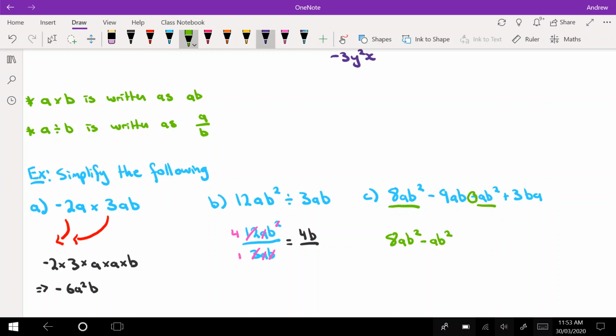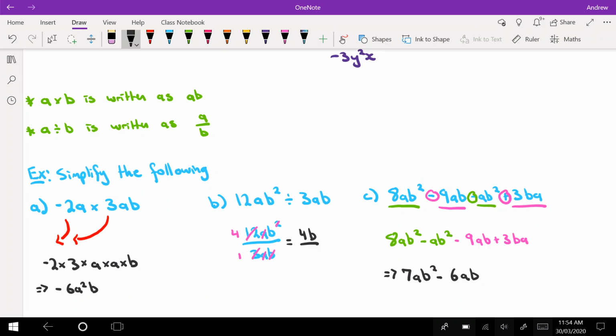But then I also have my other bunch of like terms. I have 9ab. Well, 3ba is actually a like term. And then I need to remember the signs in front of them as well. I always need to remember those signs. This is now actually negative 9 lots of ab plus 3 lots of ba. These are like terms even if they're swapped around. They're the same variables raised to the same power. 8 lots of ab squared, take away a lot of ab squared, is 7ab squared. Take away 6 lots of ab.